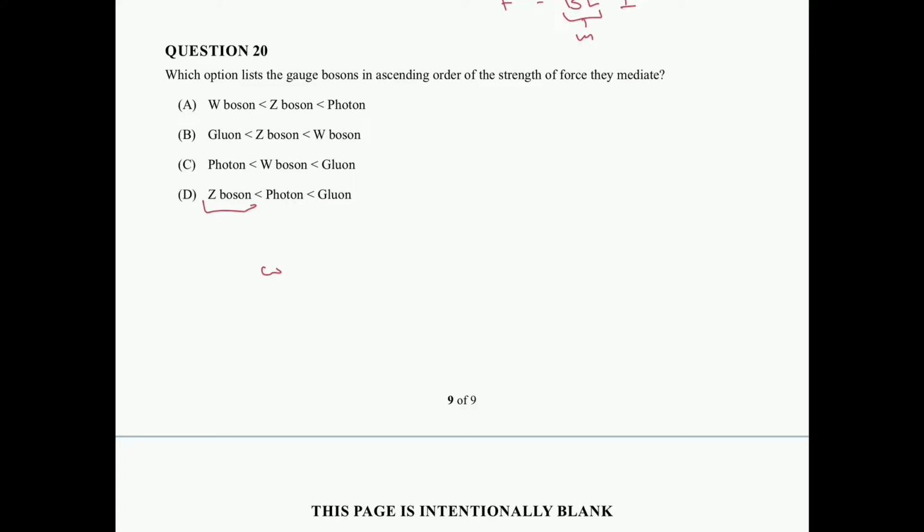So what has the weak nuclear force is a Z boson. What has our electromagnetic force? That is a photon. And finally, what has our strong force is a gluon. So that is going to be our answer there: option D is the correct answer. And that's going to complete our MCQ, and I'll get the short response started.